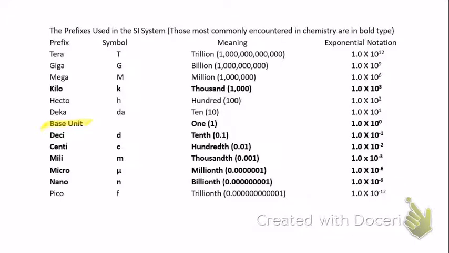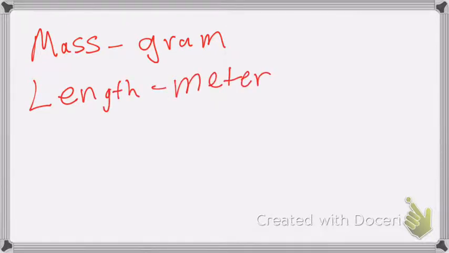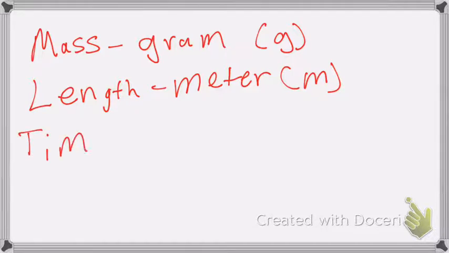All right, now we're going to pause for a minute and talk about the base units. I want you to write these down. The base unit we're going to mainly deal with for mass is the gram. Now, the fundamental SI unit for mass is still the kilogram, but the base unit is the gram. For length, the base unit is the meter, abbreviated with a little m. For time, the base unit is the second, abbreviated as a small s.